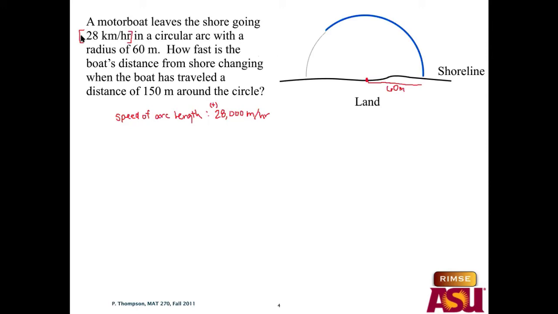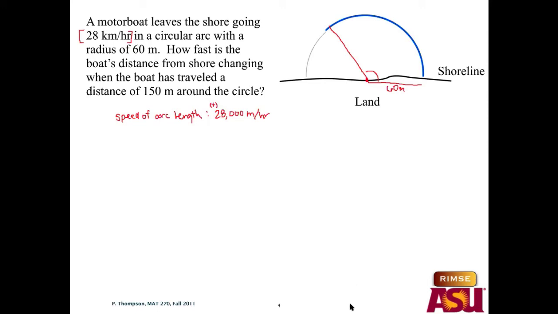All right, so we've got this 28 kilometers per hour. That's the speed at which this line is increasing in length. The circular arc has a radius of 60 meters. How fast is the boat's distance from shore? So the boat's distance from shore, although the boat was traveling in an arc, we wouldn't measure on the path it's taking, its literal distance from shore, as in straight line distance.